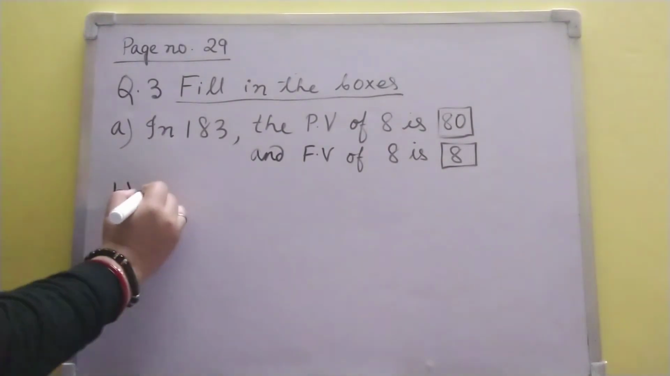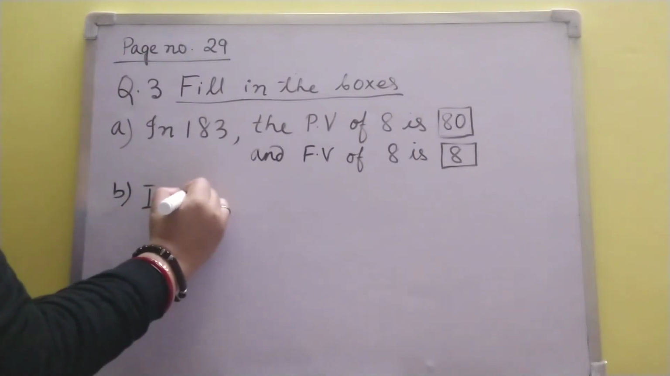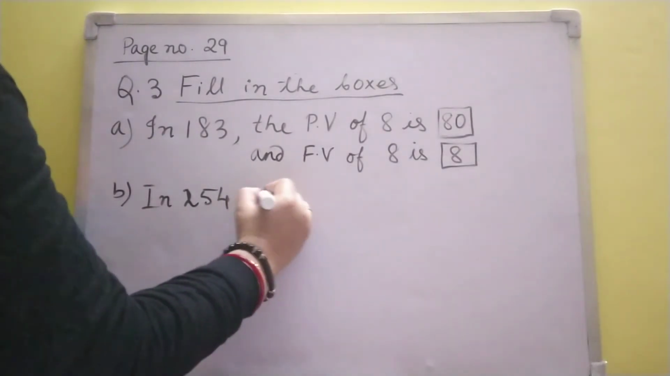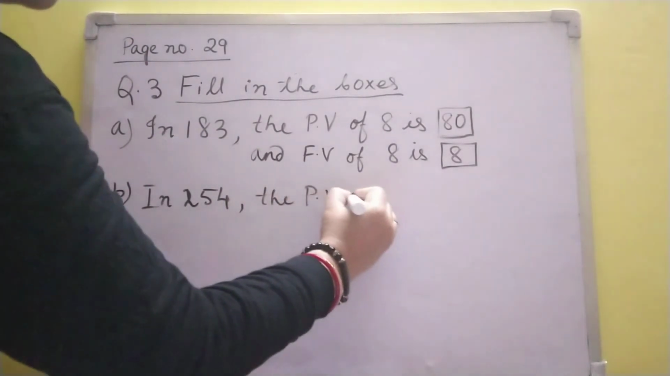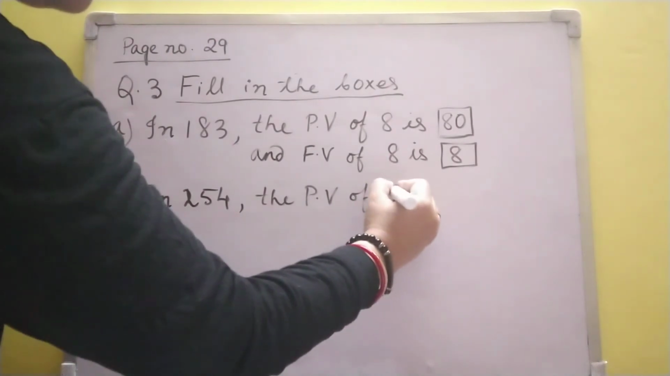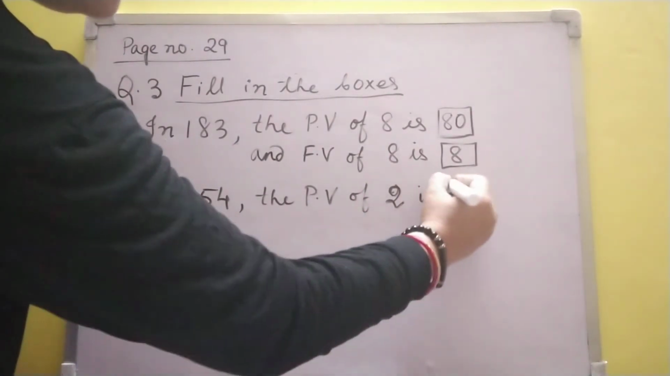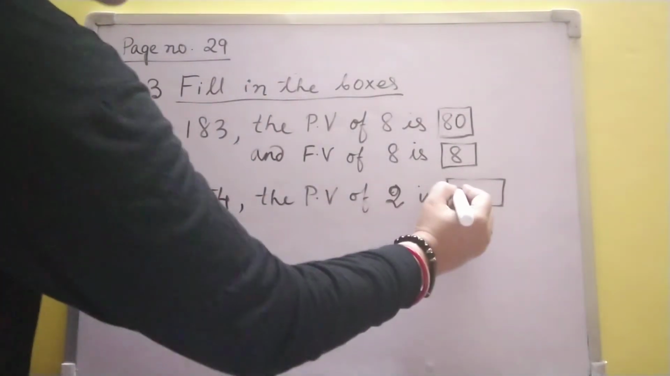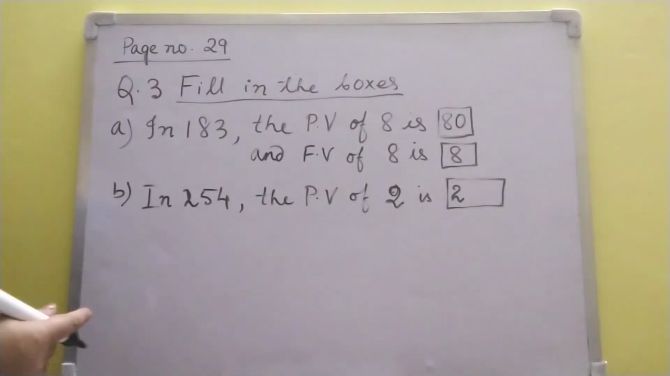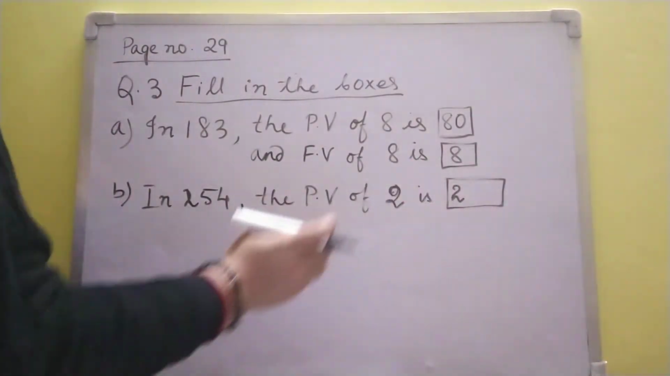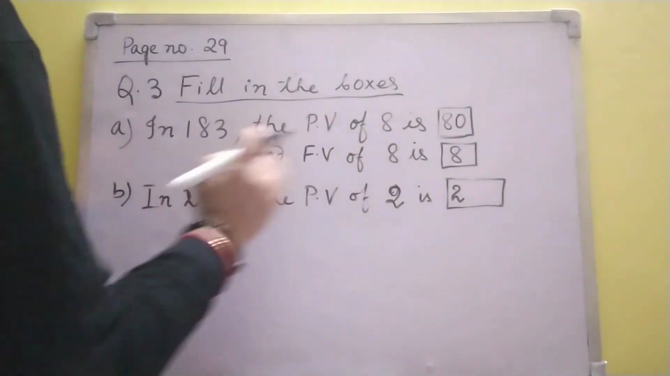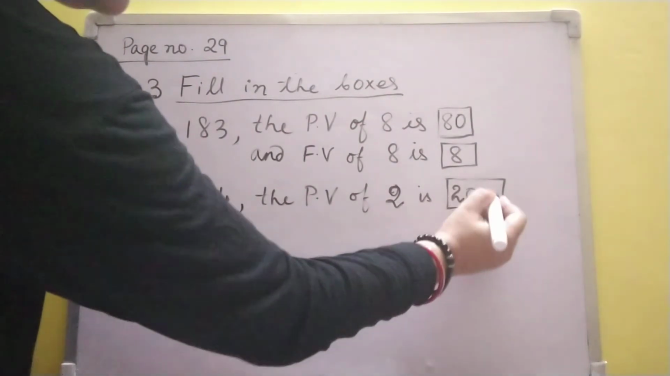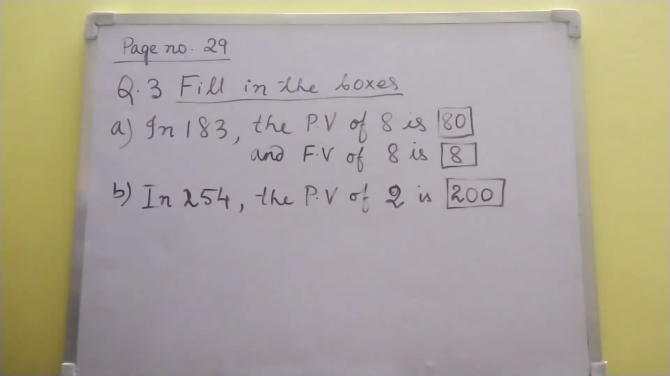B: In 254, the place value of 2 is... I'll write the face value first. To find the place value, first we have to write the face value and then see which place it is sitting in. Let me count ones, tens, hundreds. Hundreds means I have to add two zeros on the right-hand side. Finish.